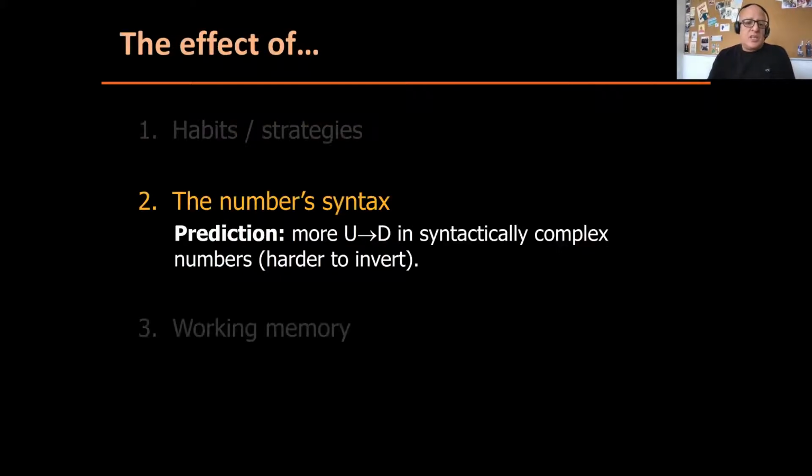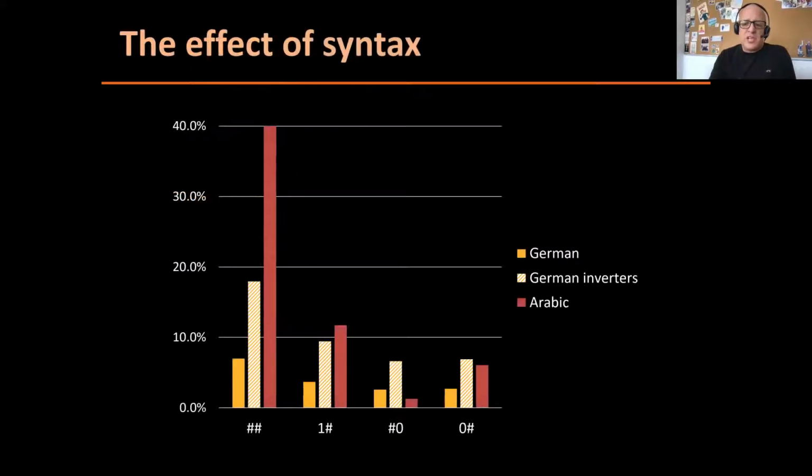The second issue is the effect of number syntax. So does the syntactic complexity of the number affect the inversion? First of all, let's look at the different types of number. Here on the left, you see the numbers that had 2 words. And here on the right, you see 3 sets of numbers that had a single word. Only decades here or only units here.